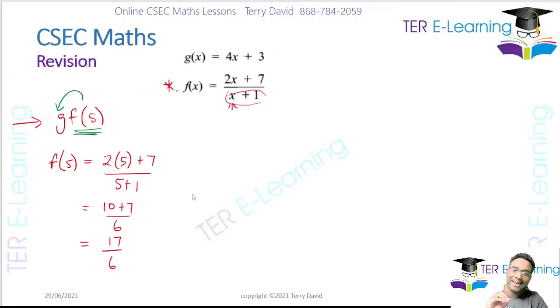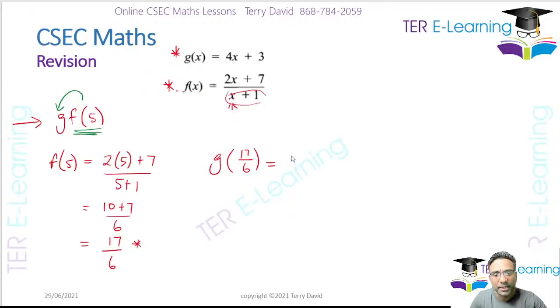Now I'm going to take that answer that I just got, and I'm going to plug that into the function g. So you're taking this answer here, 17 over 6, and you're going to plug it into this function here. This is my function g. So it's going to be 4 multiplied by 17 over 6, plus 3. So that's what I'm going to do here.